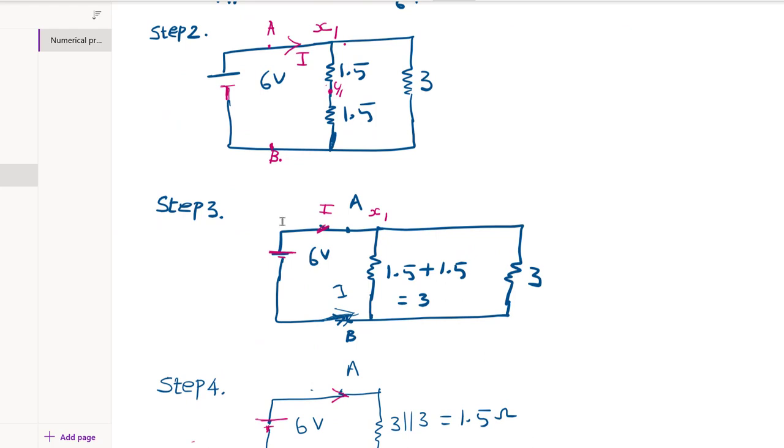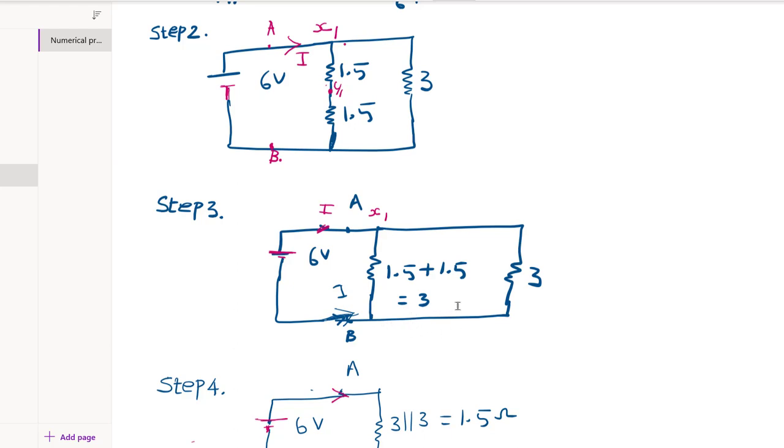Then we can further simplify the circuit like this, that is, add this 1.5 and 1.5 so that we get 3 ohms, that is one resistor. Like this, 6 volts supply and I ampere coming from the supply, and this X1 is there as it is, and we are adding these two resistors, that is 1.5 plus 1.5, that is 3 ohms. So we replace these two resistors with a single resistor like this. Then 3 ohms is already there, so we draw it like this.